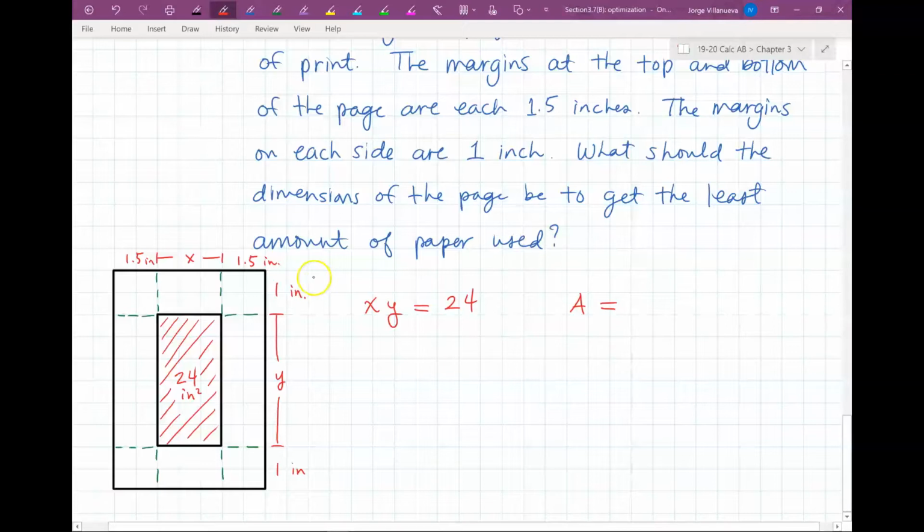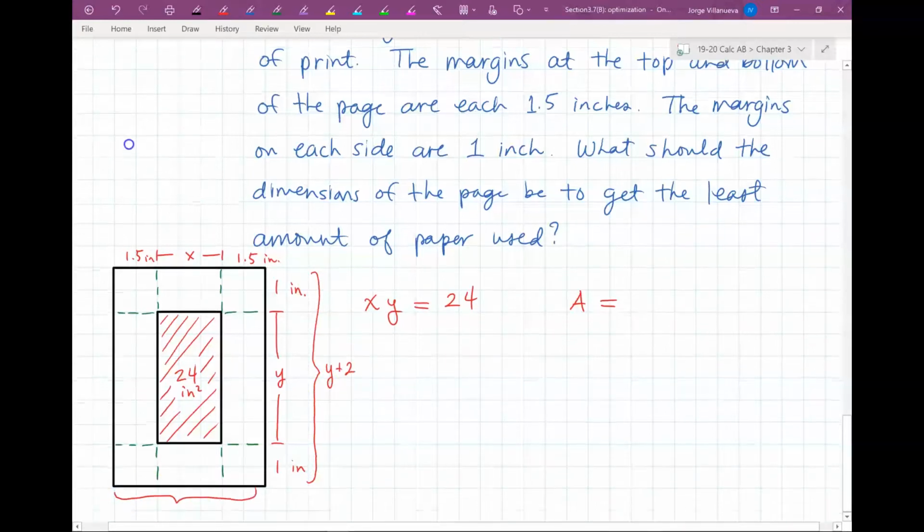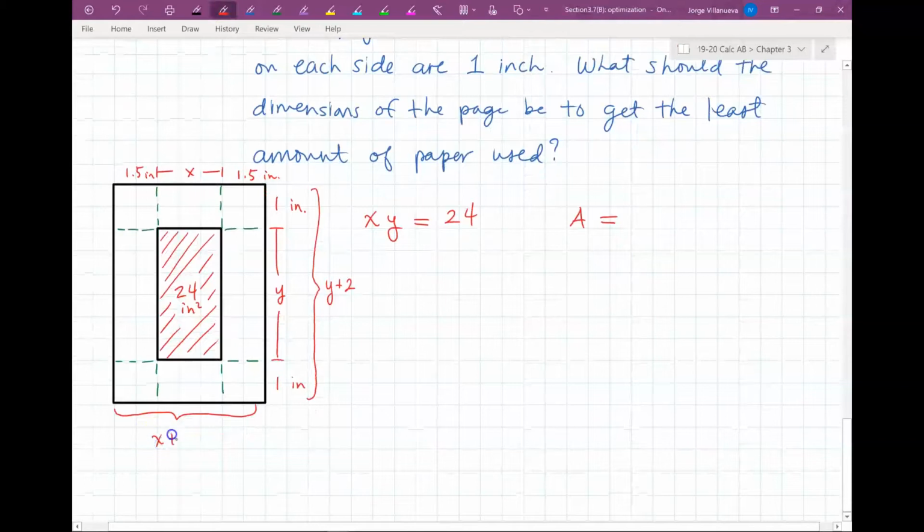So what's this distance here? That's y plus 2. What's this distance here? X plus 3. So what's the area of the big paper? Go ahead. I'm hearing you. Y plus 2. There you go. All right. So there you go. I got two equations.